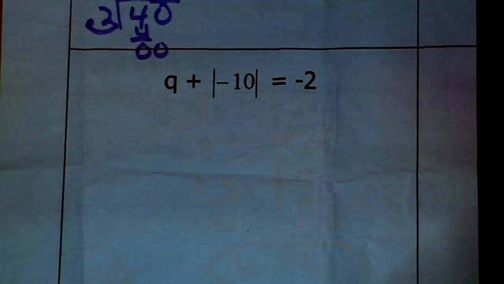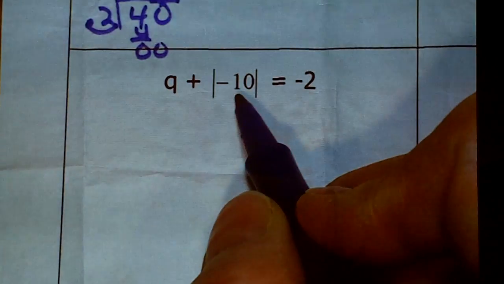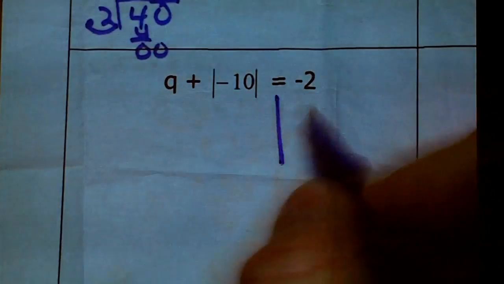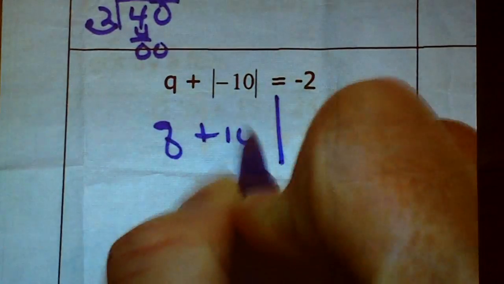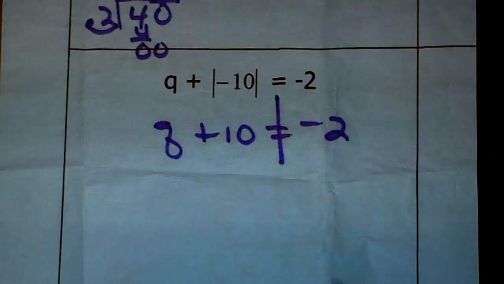All right, just when you thought absolute value was done and over with, you will see it's never done and over with. So before we solve this, you just need to figure out what the absolute value of negative 10 is. How far away is negative 10 from 0? It's 10 away. So this equation really means q plus 10 equals negative 2. Not too bad. It was more fierce than it looked.